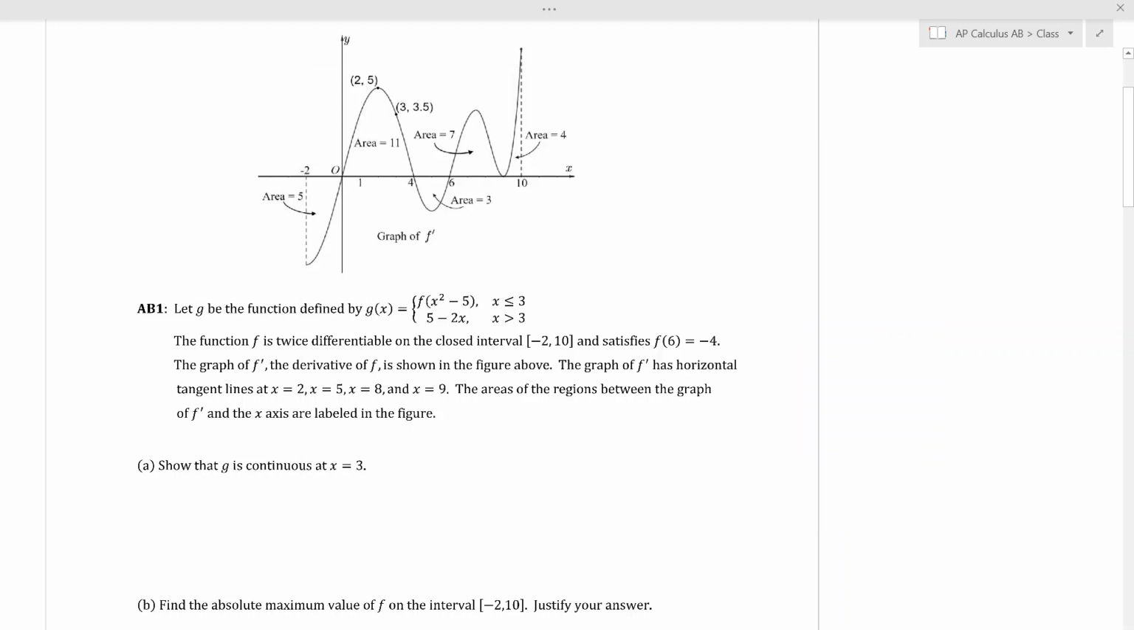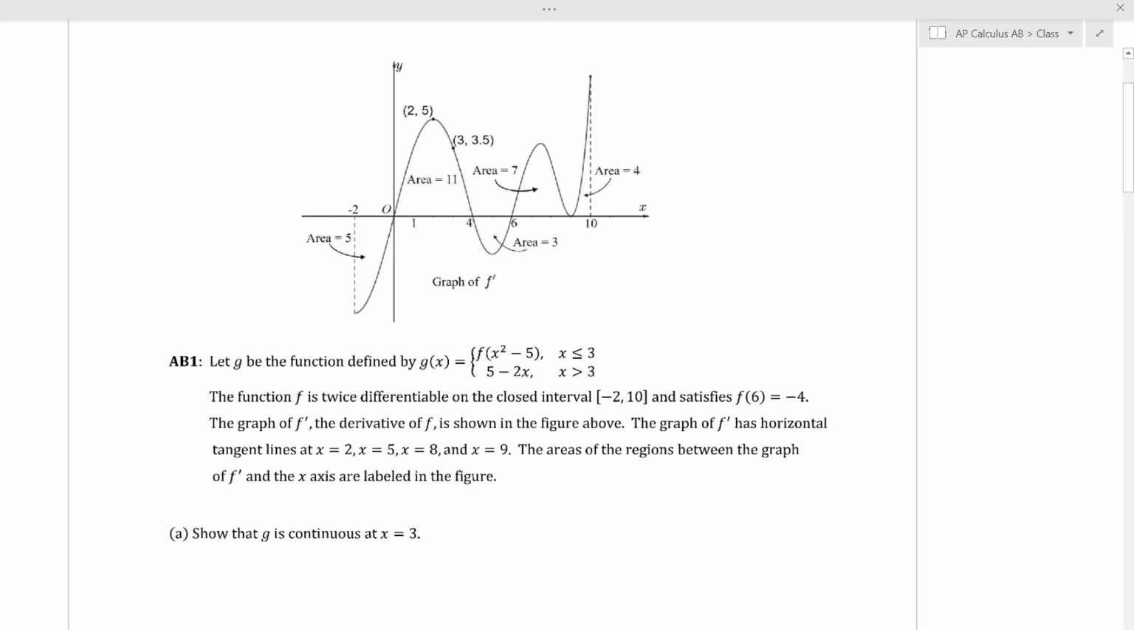So they're giving us this graph of f prime. First off, make sure you're reading this carefully, okay? The graph is of f prime. And they're giving me f prime while also telling me a whole bunch of areas in here. So you see the areas between all these values.